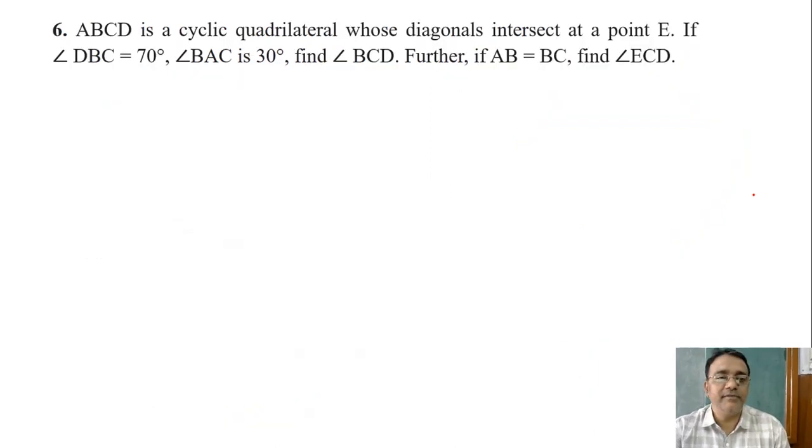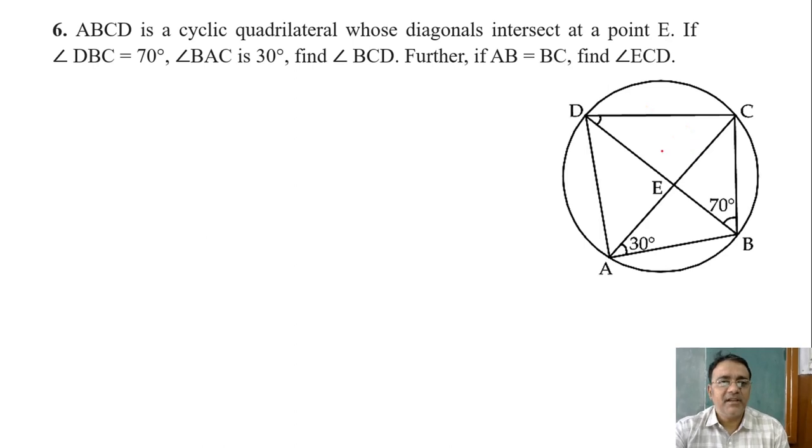Okay, now we are moving towards question number 6. ABCD is a cyclic quadrilateral whose diagonals intersect at point E. So this is the figure. If angle DBC is 70 degrees and angle BAC is 30 degrees, further, find angle BCD. This angle you have to find. Further, if AB is equal to BC, find angle ECD.